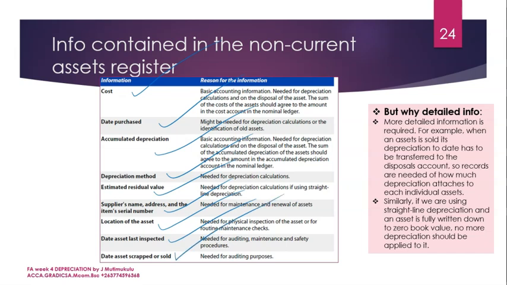But why do we need all this detailed information? More detailed information is required. For example, when an asset is sold, its depreciation to date has to be transferred to the disposal account, so records are needed of how much depreciation is attached to each individual asset. Similarly, if we are using the straight line depreciation method and an asset is fully written down to zero book value, no more depreciation should be applied to it.